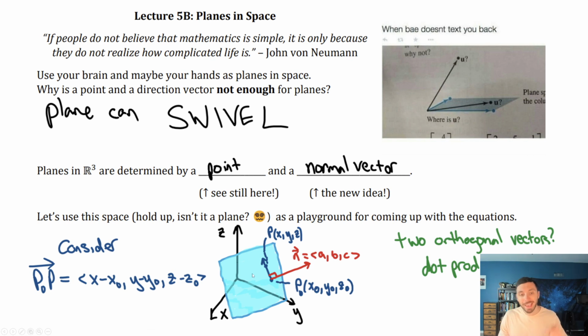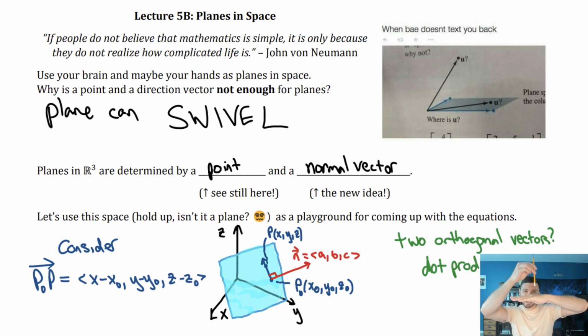And I know that any vector that I draw on this plane must be orthogonal to that normal vector. The normal vector being orthogonal or perpendicular to the plane. I need that idea. It is required, right? And I need that to be a right angle.